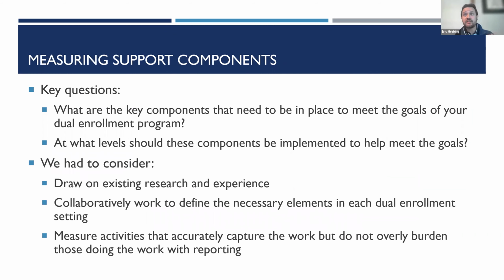Some of the key questions that we asked here are, first of all, what are the things that actually need to happen to meet the goals of your dual enrollment program? And that's part of the reason why we worked from right to left here: you need to think about the outcomes and those conditions for success before you think about the ingredients that need to be in place to make the program successful.